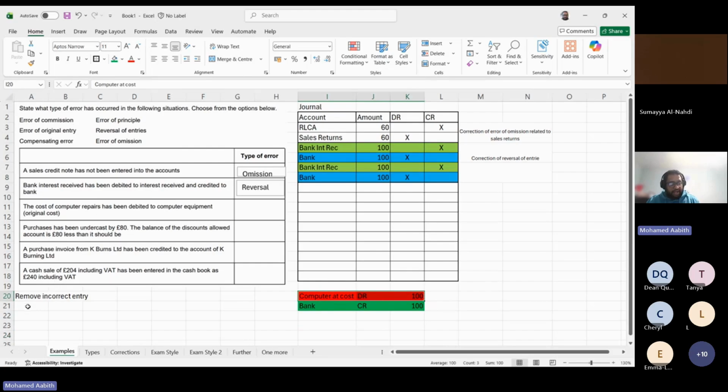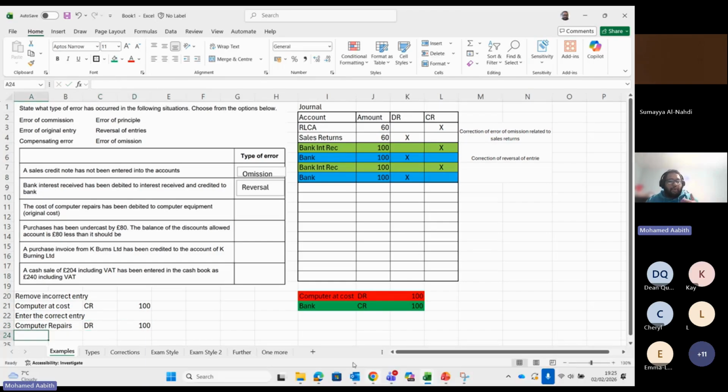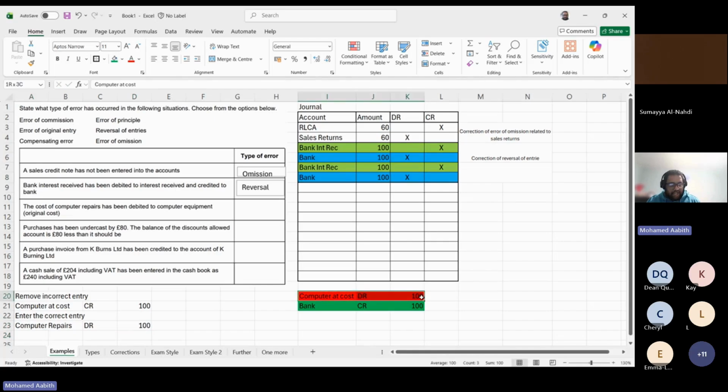So how am I going to remove it? The entry will be, if I want to remove it, it has to be computer at cost. We're going to say credit £100. And then here we enter the correct entry, and that will be computer repairs. It's going to be debit £100. This way, we will clear the balance from this computer at cost account. We remove that £100 and we enter the amount in here.